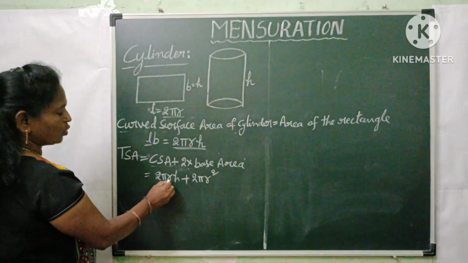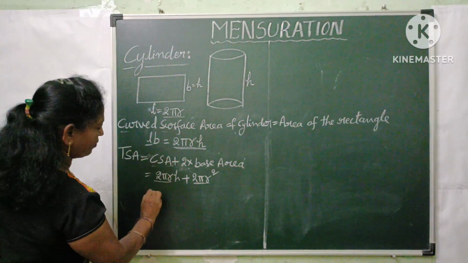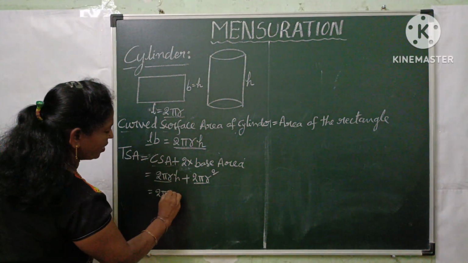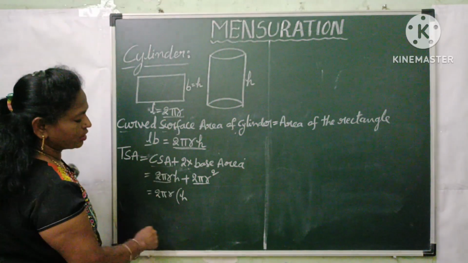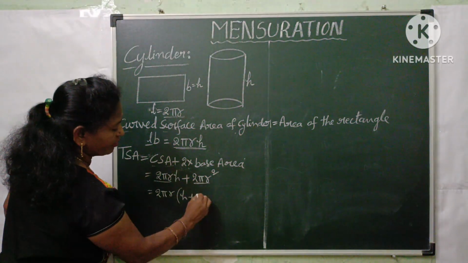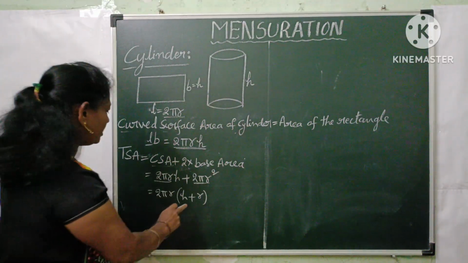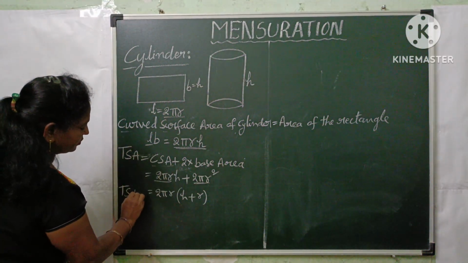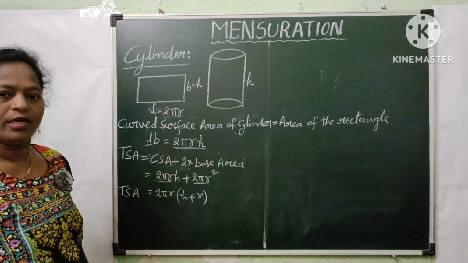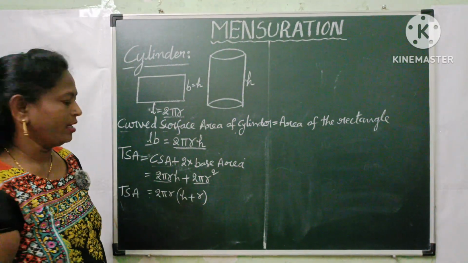Compare these two terms. In these, we have to take 2 pi r common. If you take 2 pi r common, h is left in the first term, plus r is left in the second term, since 2 pi r square gives 2 pi r times r. This is the TSA of a cylinder, the total surface area of the cylinder. Next one, volume of the cylinder.